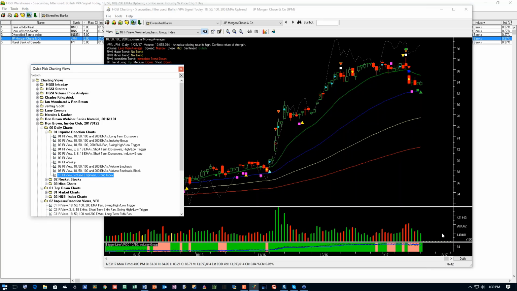The volume is drying up. It sold off. This was your volume spike right here. The selling pressure is coming off of this stock. We are getting multiple VPA flags. The last 2 days have closed in the upper part of the trading range.